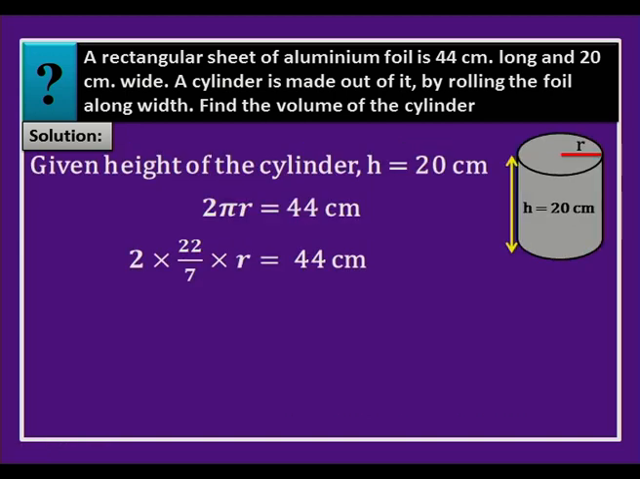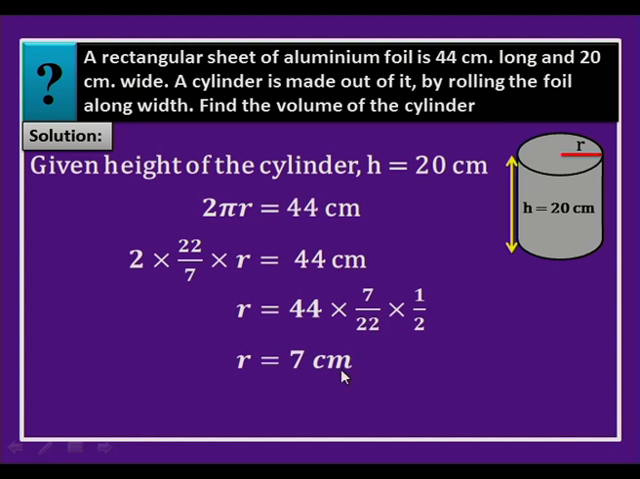Let us substitute the values now. So, 2 into 22 by 7 into r is 44. From this, r is equal to 44 into 7 by 22 into 1 by 2. So, 2 into 22 gives 44, and here we have 44. Both will get cancelled. We are left with only 7 into 1, which is 7. So, therefore, the radius of the cylinder is 7 centimeters.